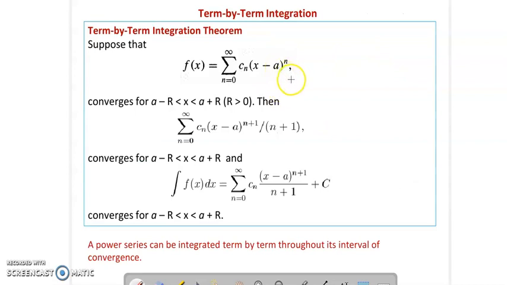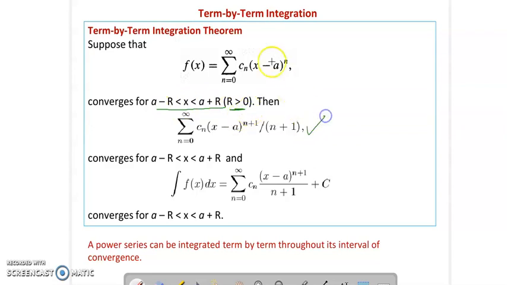Next is term by term integration. Suppose that f(x) is equal to the summation n going from 0 to infinity of c_n times (x minus a) raised to the power n. This converges for all values of x when a minus r is less than x is less than a plus r, and r is some number greater than 0.